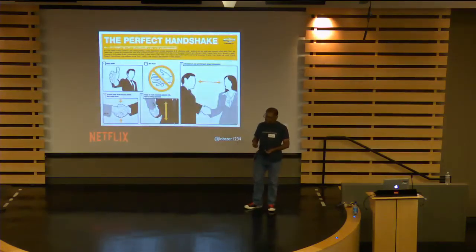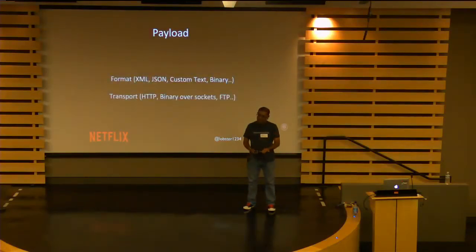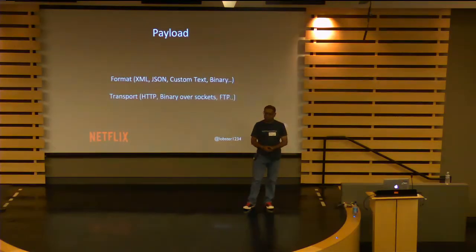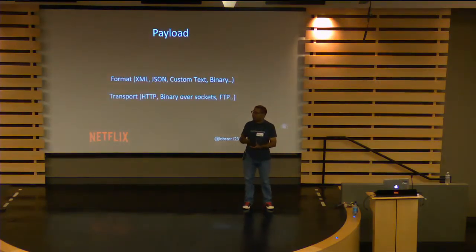So like I said, it all starts with a handshake, and then you have a payload, because once you communicate between two machines, you have to send the data or get the data, right? So your payload is defined by two things. It needs to have a transport and it needs to have a format. The format can be anything. We prefer JSON.